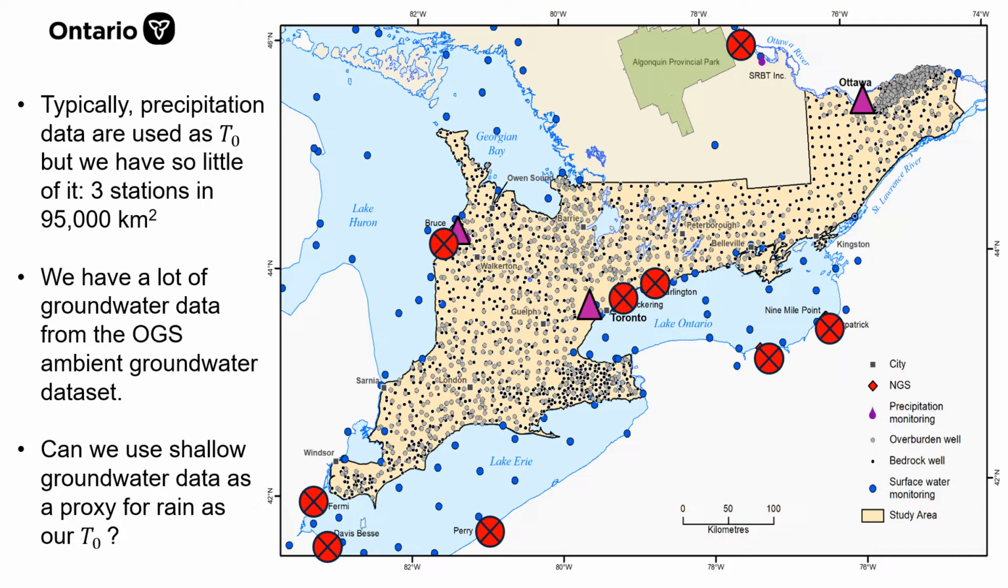But what we do have a lot of are groundwater data from the ambient groundwater geochemistry program, with a tritium sample collected from each of the sampling locations shown here with gray and black dots. But we have to ask, is it reasonable to use shallow groundwater as a proxy for a precipitation input function? Well, it is if we can demonstrate that they are indistinguishable from each other.